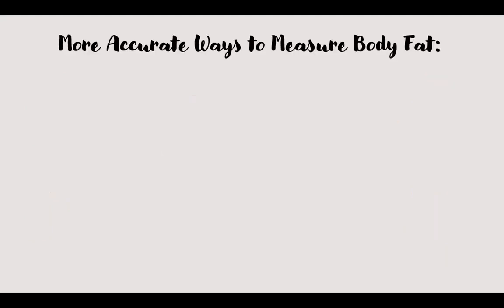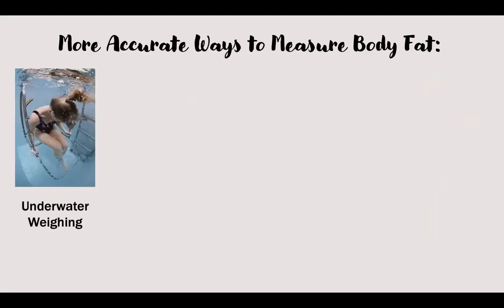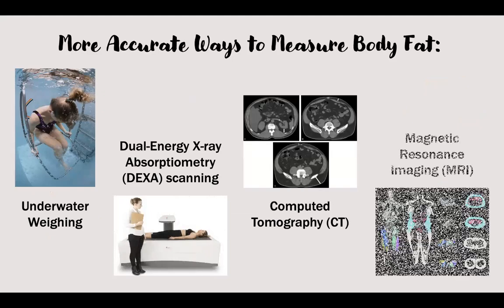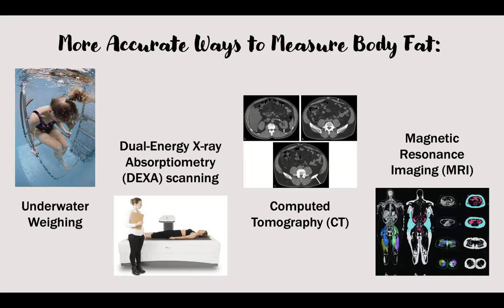There are now more accurate ways to measure body fat, with the most accurate ones being underwater weighing, dual energy X-ray absorptiometry scanning, computed tomography, and magnetic resonance imaging. However, these could be hard to have access to, with one of the reasons being how expensive they are. Therefore, we just end up using BMI.